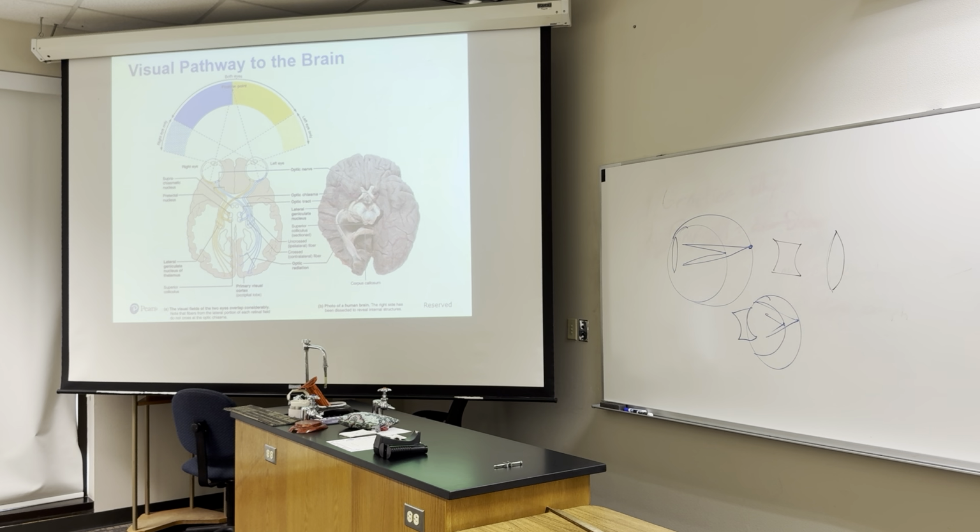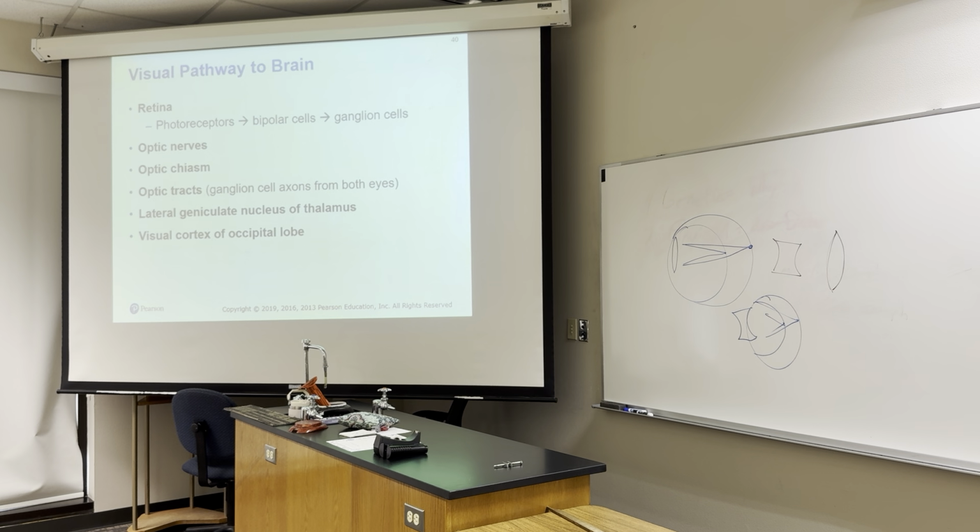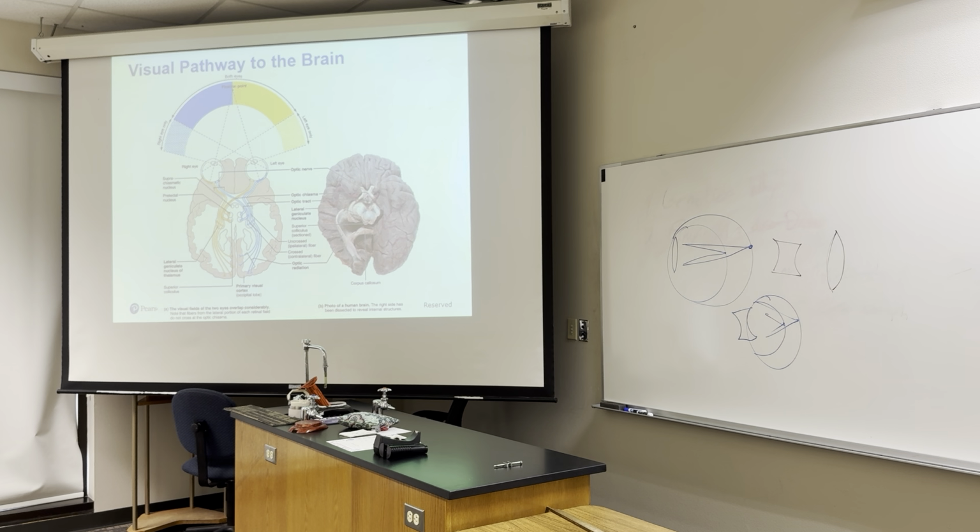Okay. So one thing I want you to know right here is this visual pathway that we have been talking about. One thing we did not talk about is that whenever they are going through the optic chiasm, they also have the superior colliculi and the inferior colliculi. Which one they are actually going through is the superior colliculi.